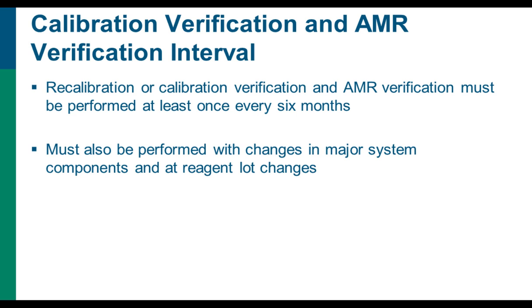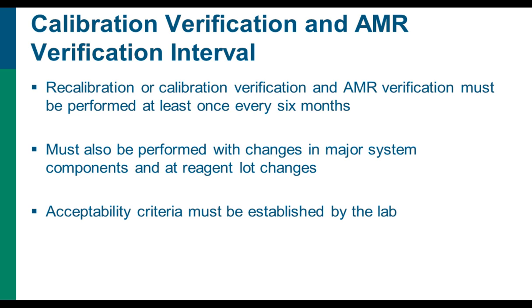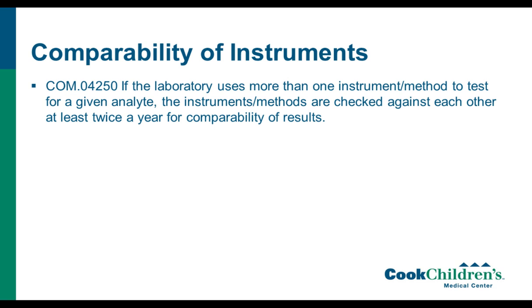So what we try to do is order enough reagents to get us to 6 months. If you order your reagents more frequently, every month or so, you're going to have to do calibration verification as often as the reagents show up. So we try and order about 6 months of reagents at a time so that we're only doing calibration verification around the 6-month requirements. And again, the acceptability criteria must be established by the lab.